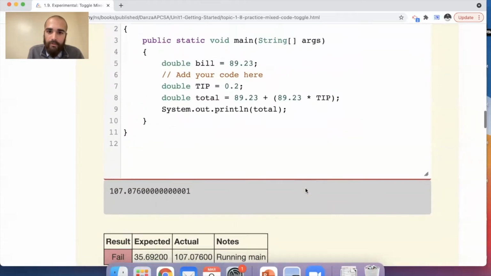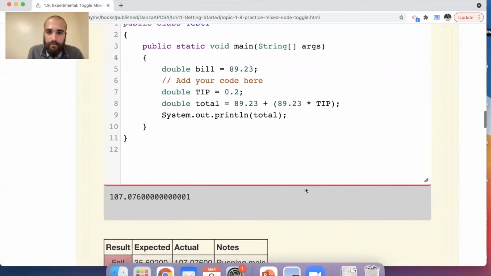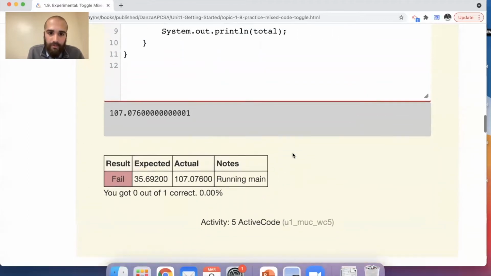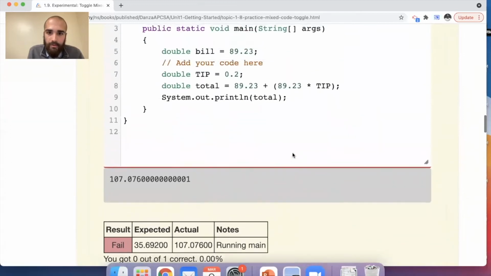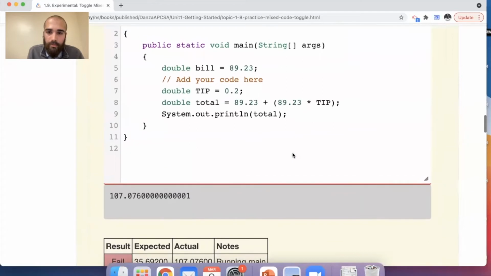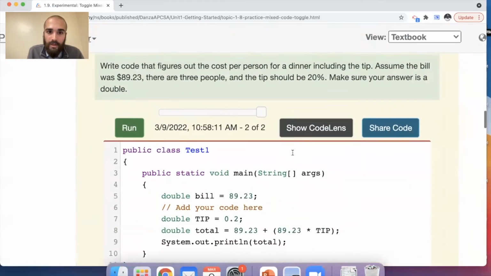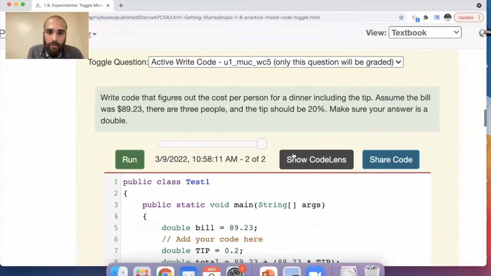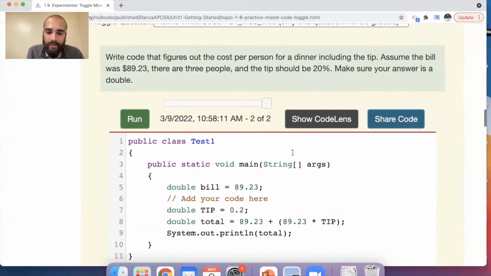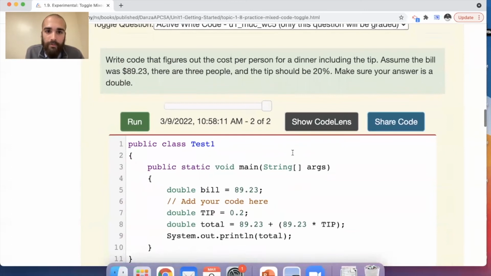Failed. What didn't it like? Total multiplied by tip. Was that part of it? Per person. Oh, see, that's why. Write code that figures out the cost per person for a dinner, including the tip. There are 3 people.